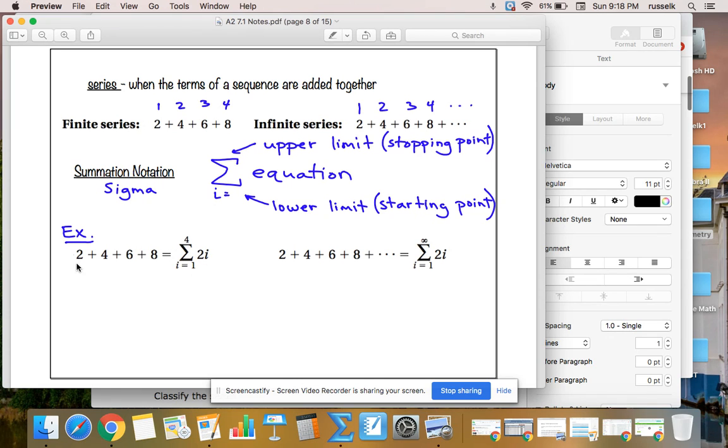So when we plug in 1, we get 2, plug in 2, we get 4, plug in 3, we get 6, plug in 4, we get 8, and we stop at that point. We would actually add those together to get 20 overall. In our second one, we have the dot, dot, dot, so that's our infinite series. When we have an infinite series, we put infinity up above. Once again, a lot of times we can't find those actual answers.